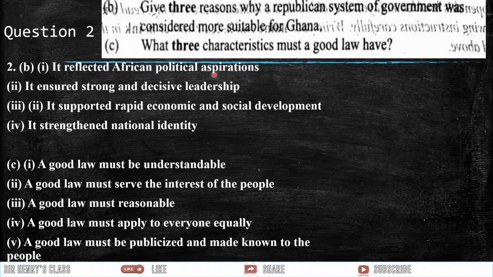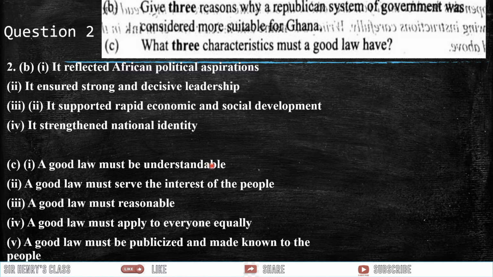2B reads, give 3 reasons why a republican system of government was considered more suitable for Ghana. So 1, it reflected African political aspirations. 2, it ensured strong and decisive leadership. It supported rapid economic and social development, and then it strengthened national identity.